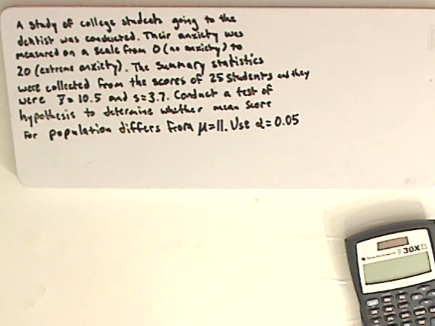Use alpha equaling 0.05. Remember what your alpha is. Alpha is your significance level. It's also the probability of getting a type 1 error. So if you would, pause the video and see if you can try to do this one on your own. Okay. Notice by looking at the problem that it doesn't give you the standard deviation of the population. That means you have to use a t-test.